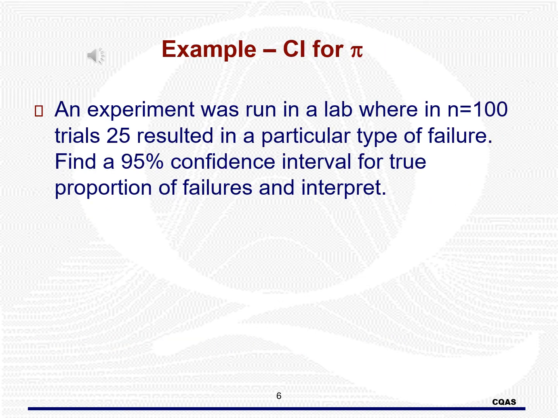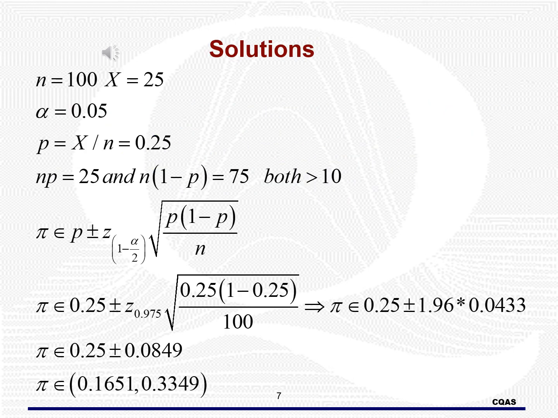Let's do an example. Here is a binomial experiment with 25 successes out of 100 trials. Let's determine the confidence interval. The first thing we need to do is see if we are meeting the criteria for our large sample approximation. Since both n times p and n times 1 minus p are greater than 10, we can assume that the sampling distribution for p is approximately normal. Now we will use the equations for the large sample interval.